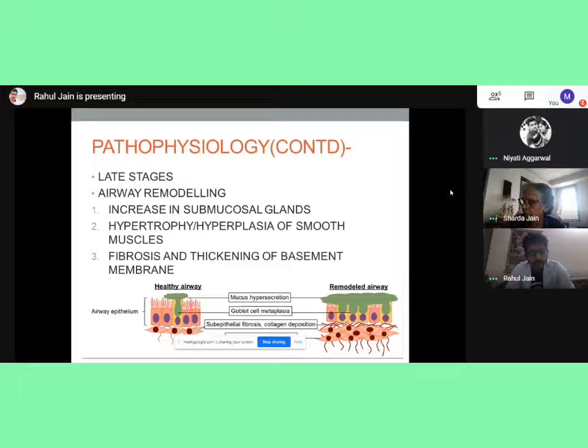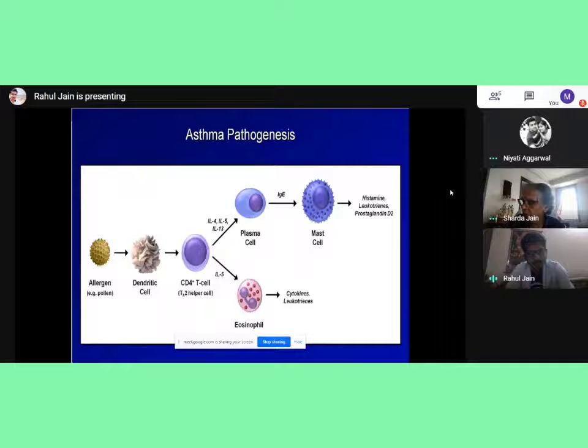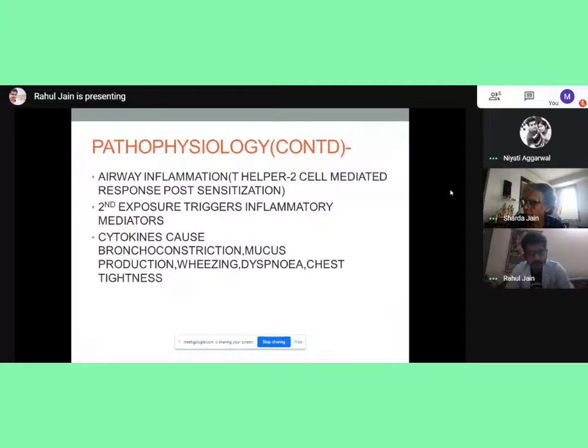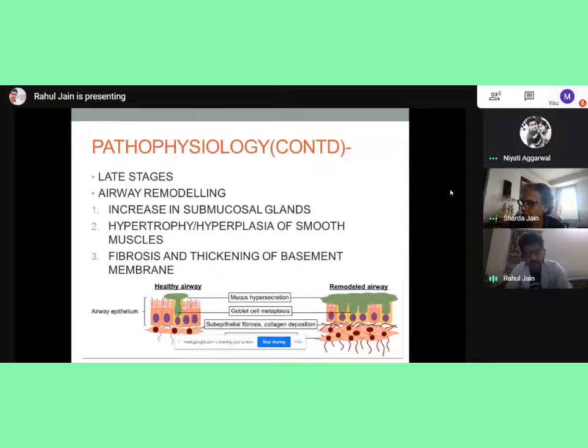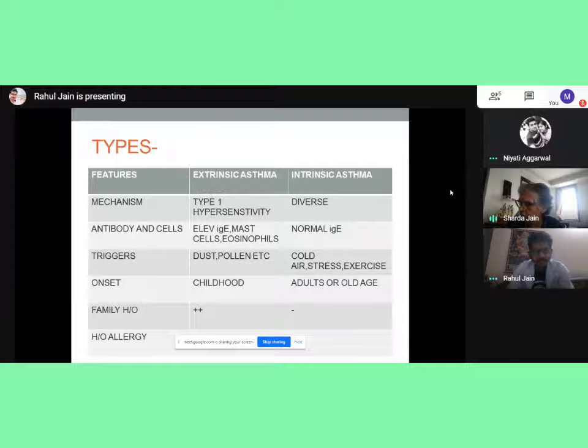So the main thing in knowing this pathophysiology is that there are two stages. The first stage is airway inflammation, and then there is airway remodeling. Our goal of the treatment is to control the airway inflammation and prevent airway remodeling, which occurs over time. Okay. Then going over to the types, there are two types of asthma: extrinsic asthma and intrinsic asthma.